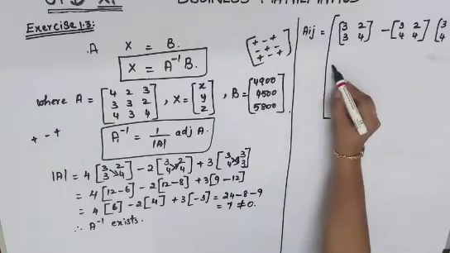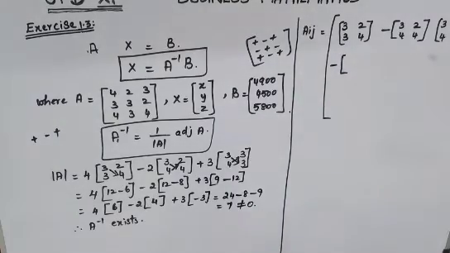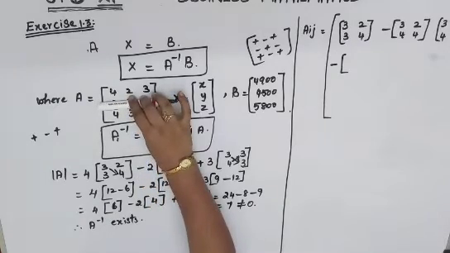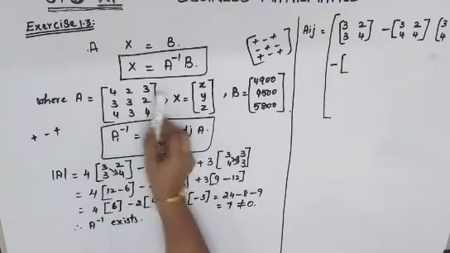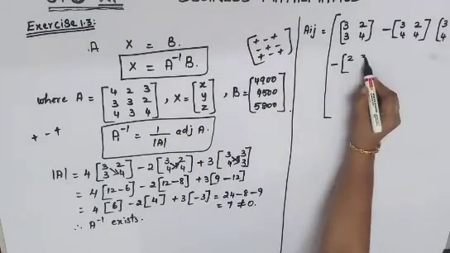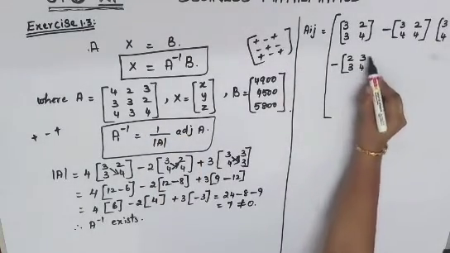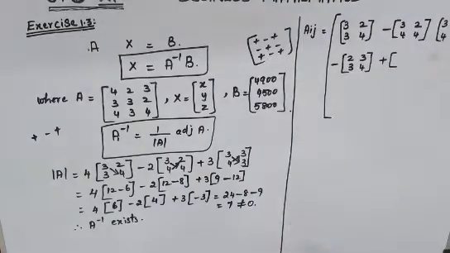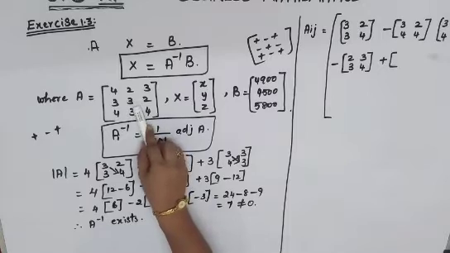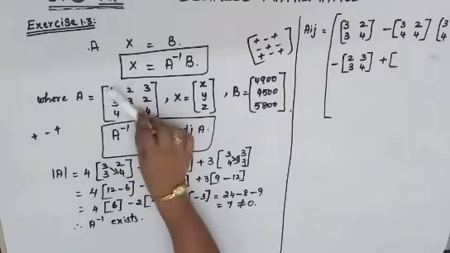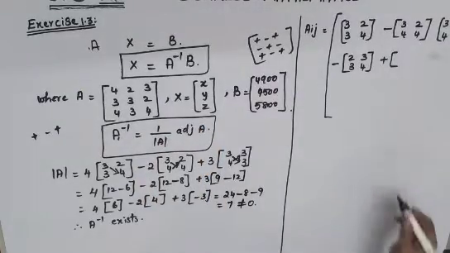Then minus from here, open your bracket. The minor of 3 has to be found out. So removing the regarding row and column, we get 2, 3, 3, 4. Then plus, open your bracket. The minor of this 3 has to be found out. So removing the second row and second column, we get 4, 3, 4, 4.